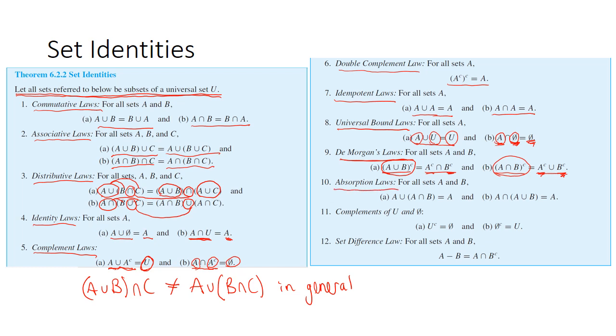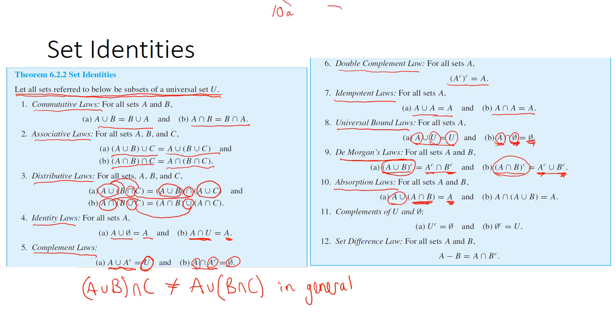Okay, let's look at number 10, the absorption laws. Here, if you union A with an intersection that already has A in it, you're going to end up with just A. This one is maybe a little tricky to think about, so let me try drawing you a picture of number 10, part A.